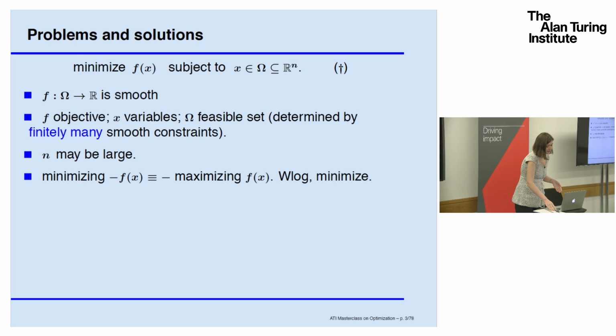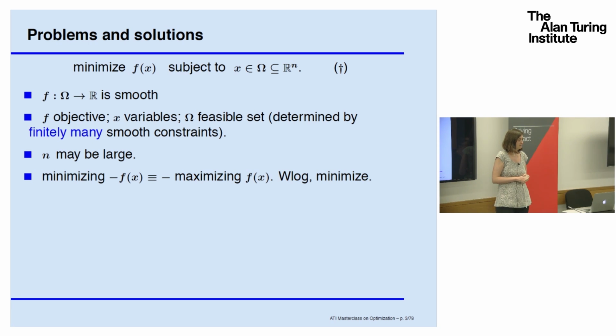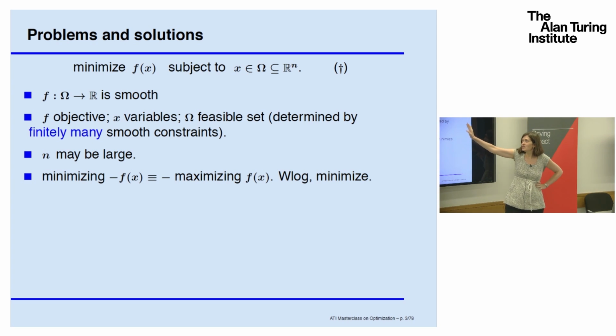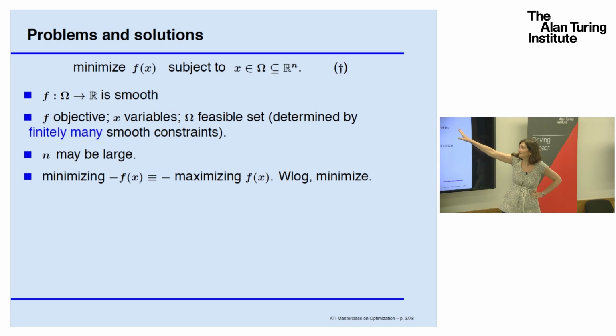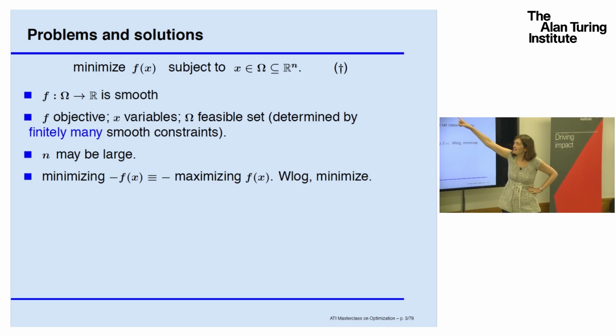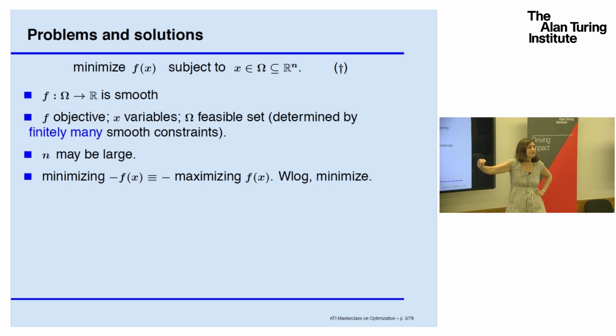So we are talking very generically about minimizing a function, okay, subject to being in some set omega. So f is a function from Rn to R, and for the beginning and essentially throughout, I am assuming this is a smooth function. And this set omega, I'm assuming that I can write it down as coming from finitely many constraints.